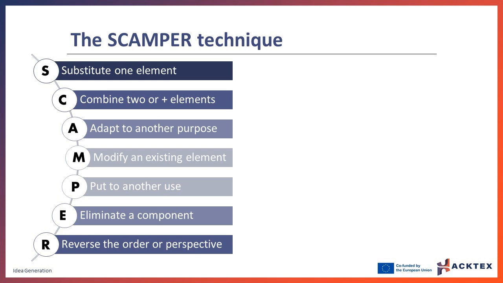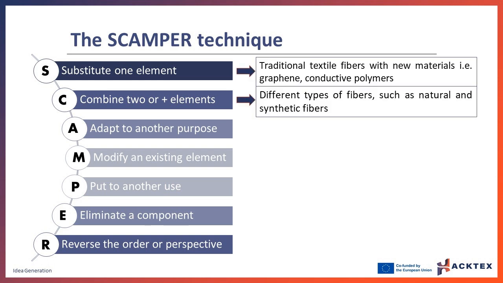SCAMPER is a creative problem-solving method used to generate new ideas, improve existing ones, and overcome challenges. The acronym SCAMPER stands for substitute, combine, adapt, modify, put to another use, eliminate, and reverse. The method stimulates the finding of innovative solutions to existing problems and can be easily applied to the advanced textile sector. For example, we could think to substitute traditional textile fibers with new, innovative materials such as graphene, nanotubes, or conductive polymers, or combine different types of fibers to create new types of textiles with unique properties.